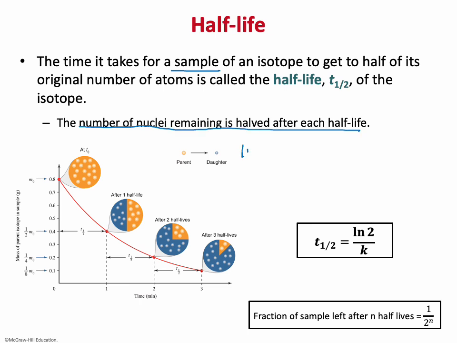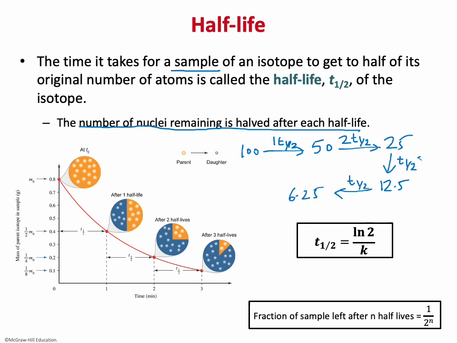So for example, if I start with 100 nuclei, after one half-life, one t half, and t half basically just stands for half-life, I would have half of it left, which is 50. After the second t half, I would have another half left, half of the original 50. So I would have 25 left. After one more half-life, I would have 12.5. After another half-life, that would be half of 12.5, which is 6.25, and so on and so forth.